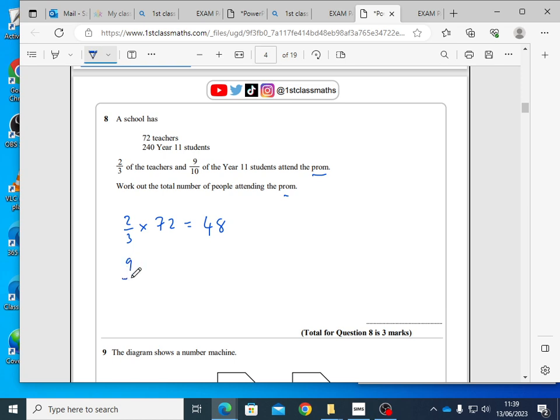Then 9/10 of the year 11 students, which is times by 240. Again, just type it in your calculator, 9 over 10 times 240. So 216 attended the prom. So people who attended the prom altogether will be that plus that. So 48 plus 216 will give you 264 people attended the prom.